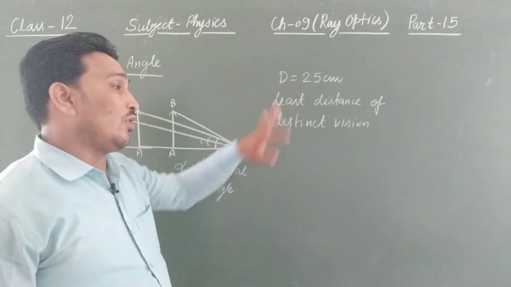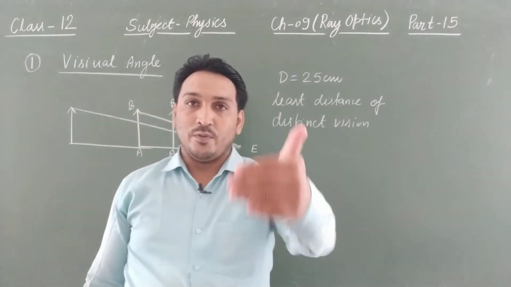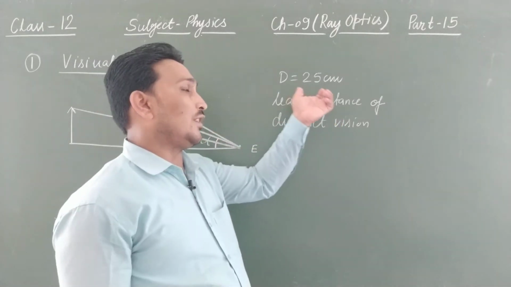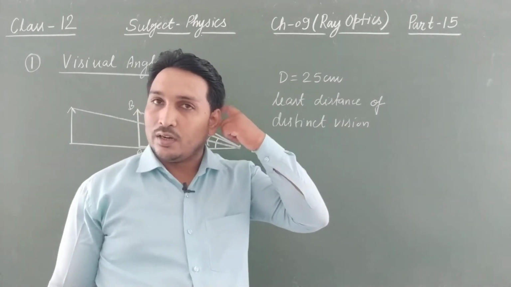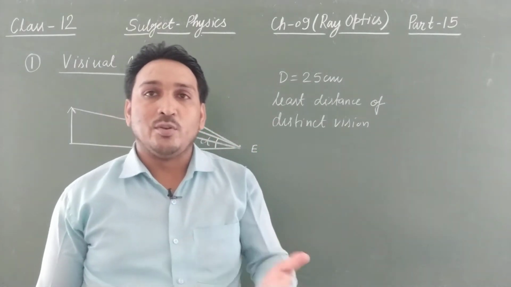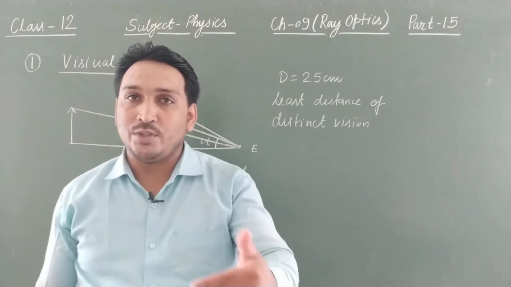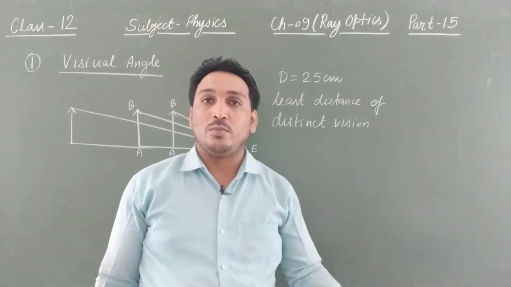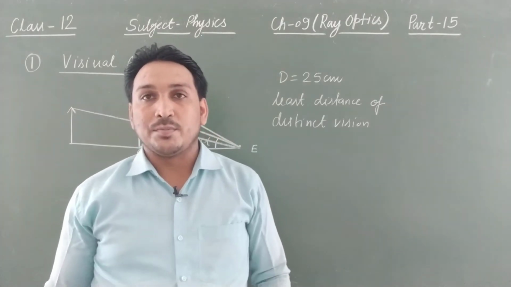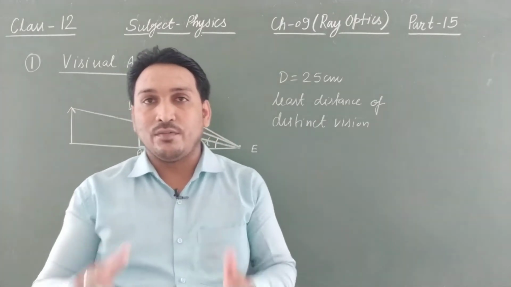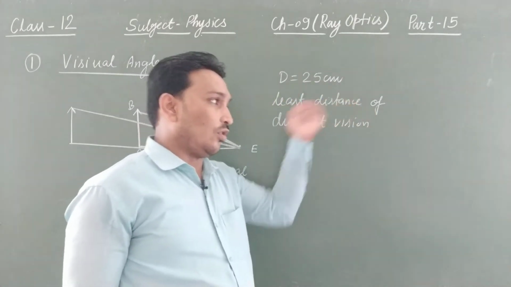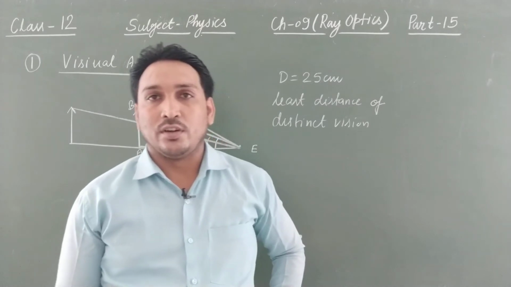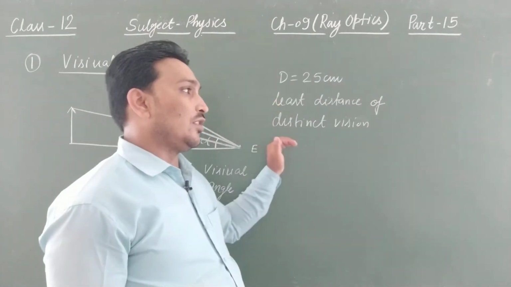So this is also our near point. If an object is kept closer than 25 centimeter, I mean to say if the distance between the eye and the object is less than 25 centimeter, as per the physics calculation, we will not be able to see that. As per the physics, whatever average we have taken is 25 centimeters. So below this distance, if an object is kept, we will not be able to see that object. So this is called the least distance of distinct vision.